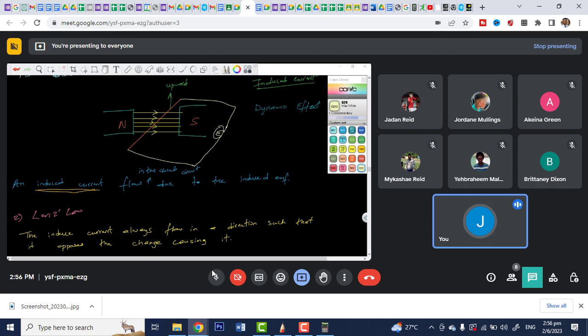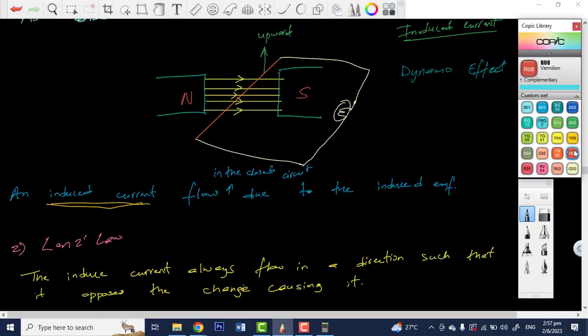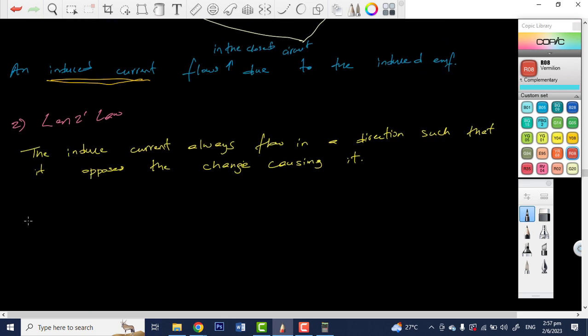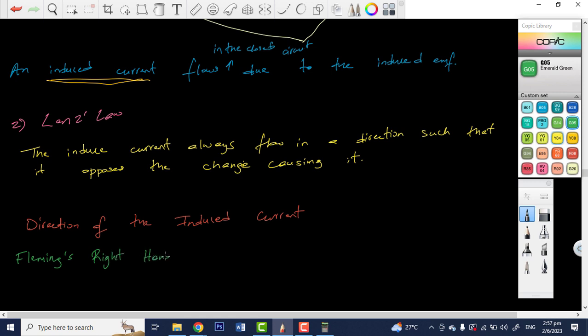Now, to determine the direction of the induced current, we're going to call on Fleming's again, but in this case, we use Fleming's right-hand rule. And Fleming's right-hand rule is what we call the dynamo rule.